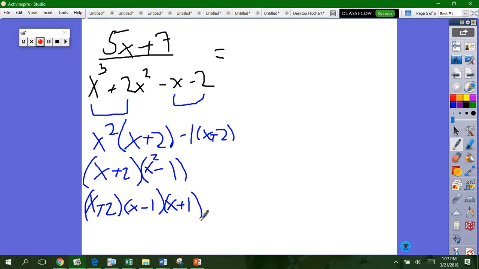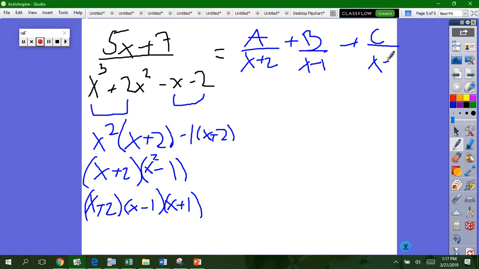Okay. Now, with that being said, this time, look how many things I have. I have 3, don't I? So up here, I'm going to have a over x plus 2, b over x minus 1, plus c over x plus 1. Does everybody see that? Any questions on how I got that?